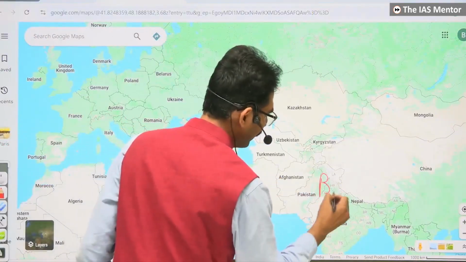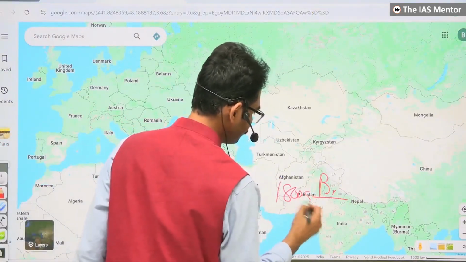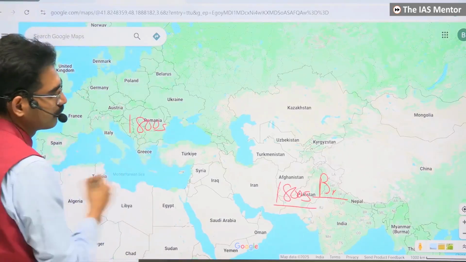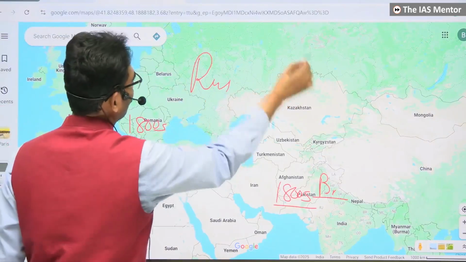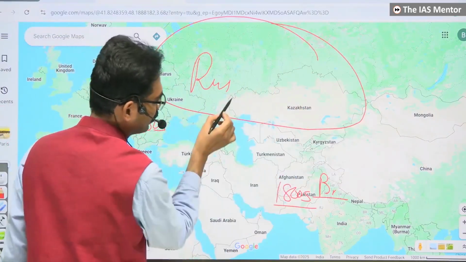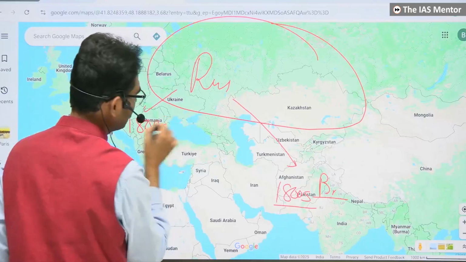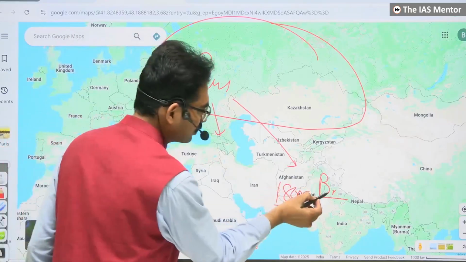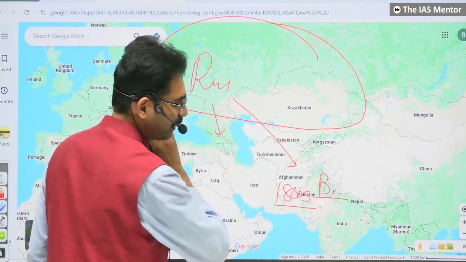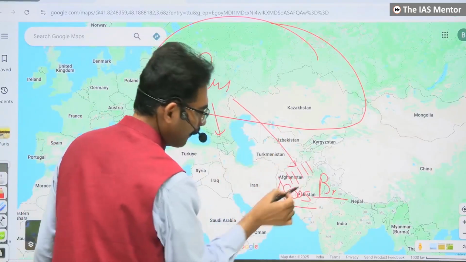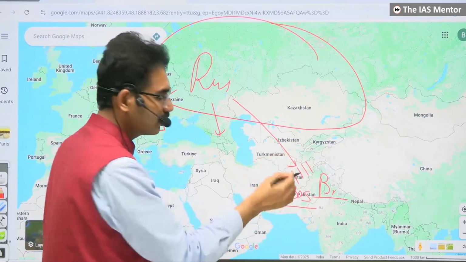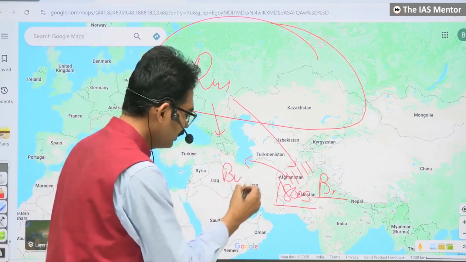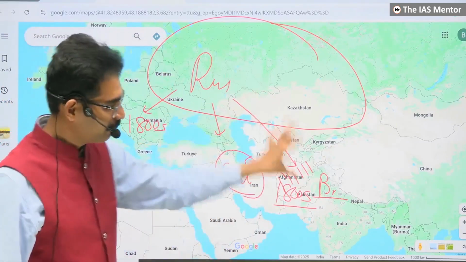This is the British Empire in the 1800s. These developments are taking place in the 1800s. This is Russia. Russia is expanding very powerfully. Now it is expanding toward this side, this side, this side. Here the British Empire is there. Now the British feel threatened by the Russian expansion. That's why the British had to get involved in Afghanistan. Afghanistan wars also happened. It wanted to create a buffer state between the Russian Empire and the British Empire.